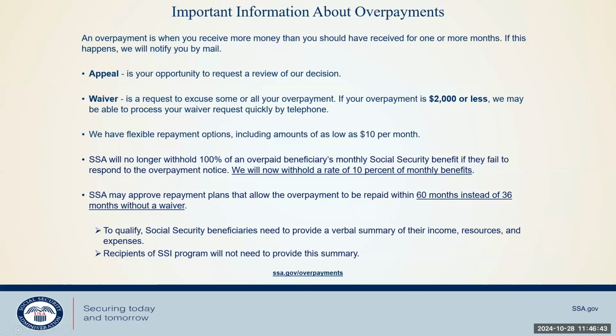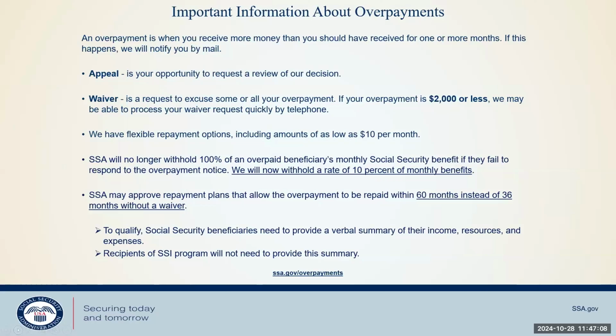Those are those forms I talked about earlier. You can do a request for a reconsideration on an overpayment, or you can apply for a waiver. A waiver states, okay, there very well might be an overpayment and it might be correct. However, I can't afford to pay it back, or I need to reduce the amount of the overpayment repayment plan. Okay, that's what a waiver does.